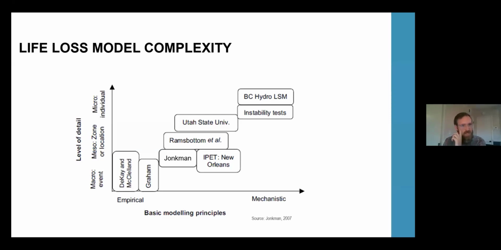So on the left axis, the vertical axis, you have the level of detail. Is it tracking things on an event basis, a single event, or is it tracking them all the way down to the individual level? And then on the x-axis, you have whether it's empirical or mechanistic accounting for life loss. The mechanistic models are those that model the individual behavior and the causes of death, whereas the empirical models relate mortality to an exposed population to the event at the event scale.